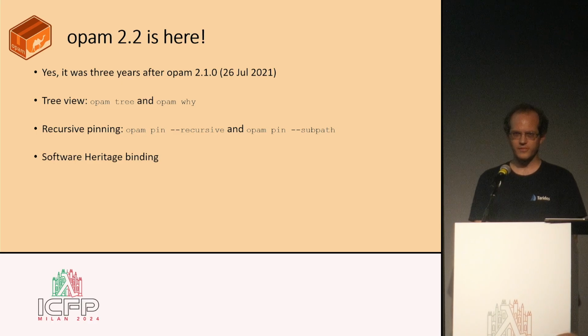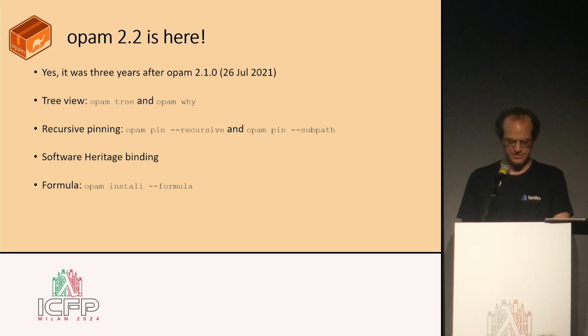There is also the Software Heritage binding. Software Heritage is a project that aims to archive all open source software. And in Opam, we added a binding to their archives to be able to retrieve the source of a package when the main one is missing.